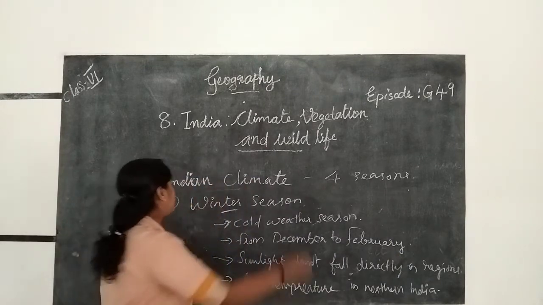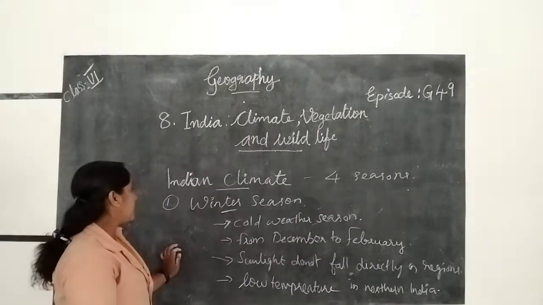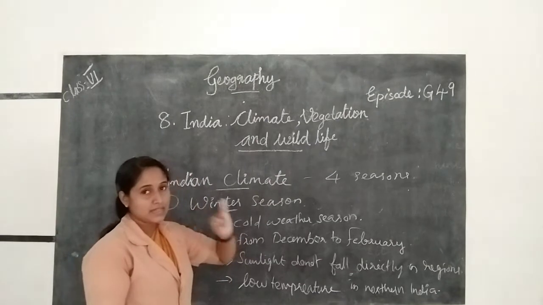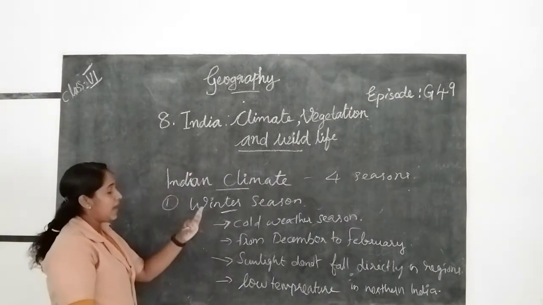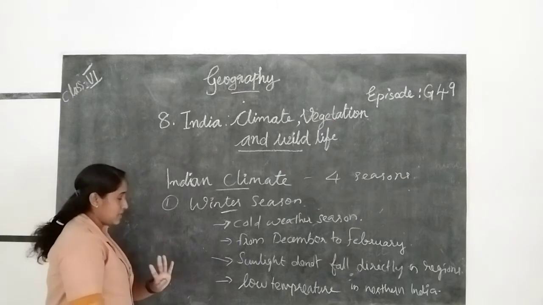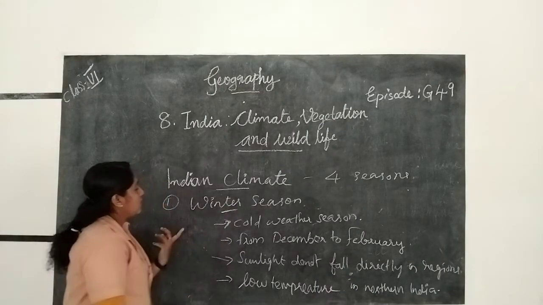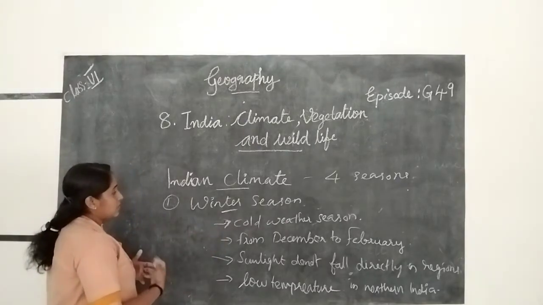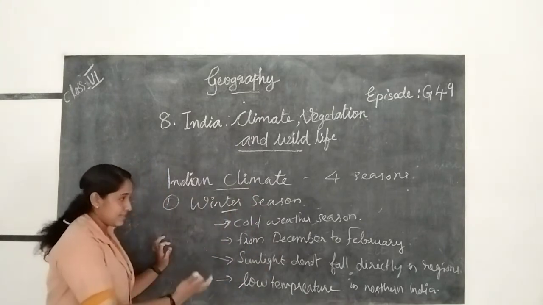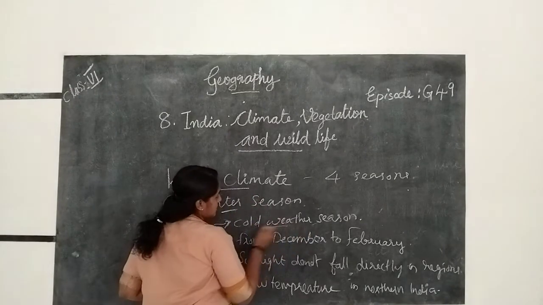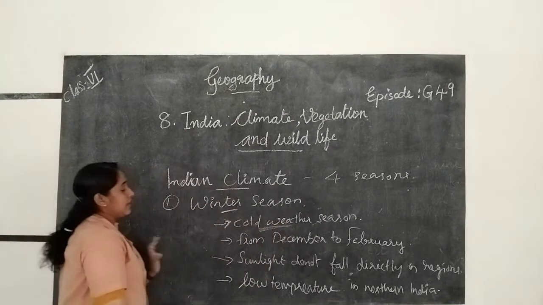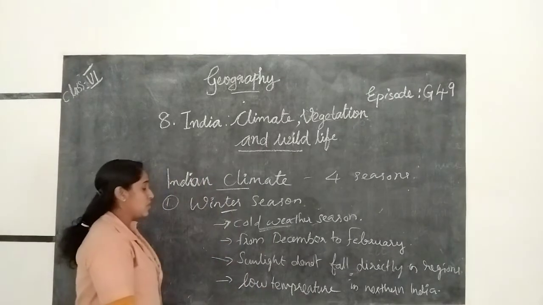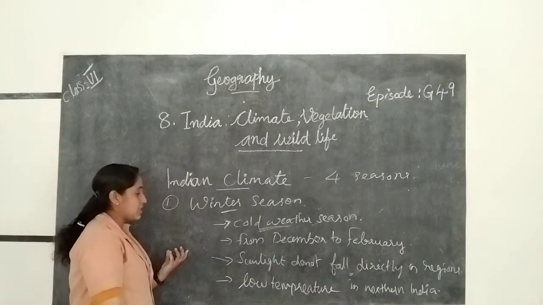So we learn about the Indian climate. What is the specialty of the Indian climate? We have four seasons: winter season, summer season, rainy season or monsoon season, and autumn. The first season we learn is the winter season. Winter season is also known as the cold weather season. During the winter season, the weather is cold, and the winter season is during the months December to February.